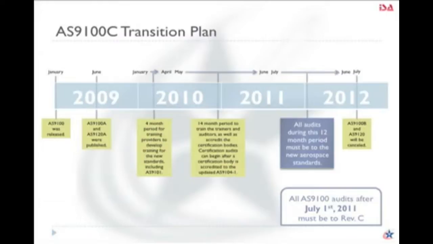The International Aerospace Quality Group, IAQG, has proposed a 30-month transition timeline for existing certified organizations that went into effect on January 1, 2010. The Online Aerospace Supplier Information System, OASIS, database will be used to share IAQG expectations and track client transition activity via certification body issuance of AS9100C certification. All AS9100 audits after July 1, 2011 must be to Rev C.